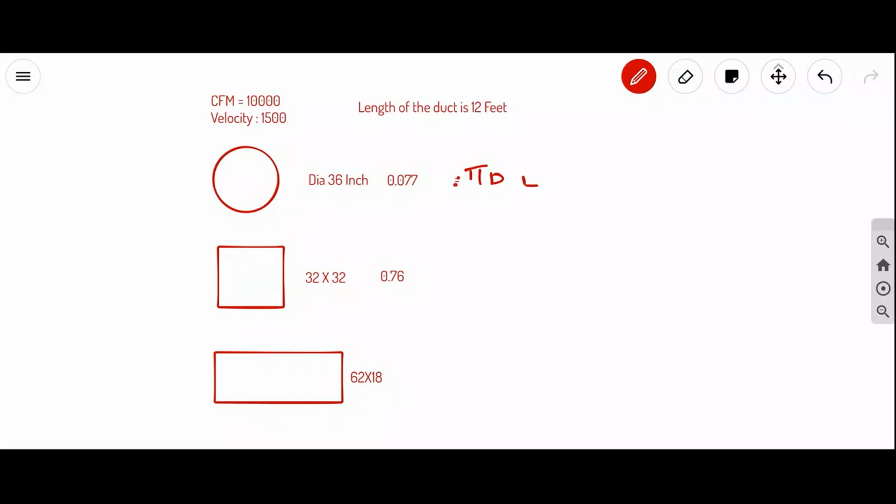So first convert the 36 into feet. 36 inches means 3 feet. So πdL is 3.16 into 3 feet into 12 feet. How much will you get? 36 into 3, 108 something. Just calculate: 113.76.